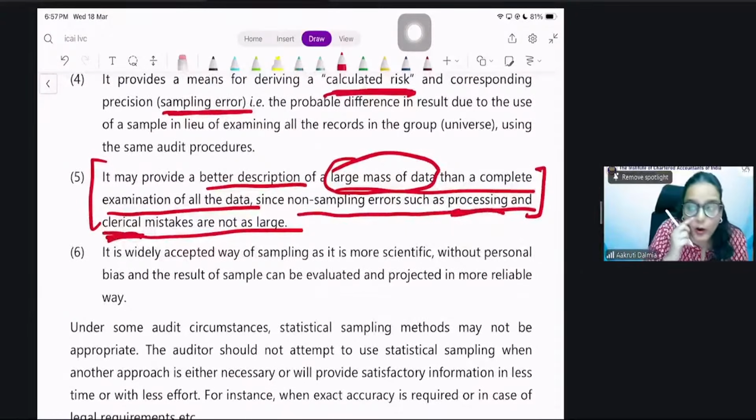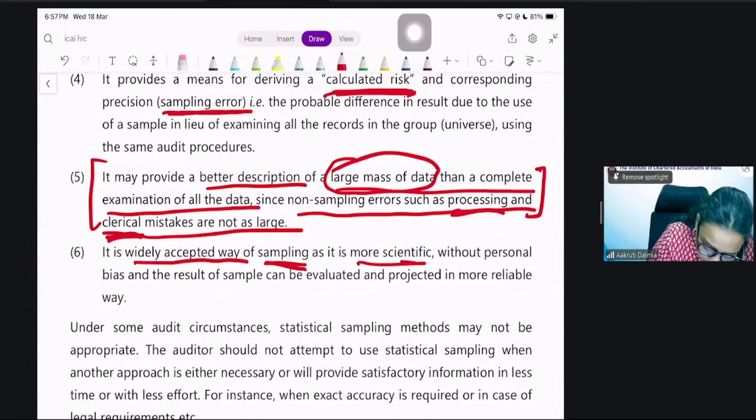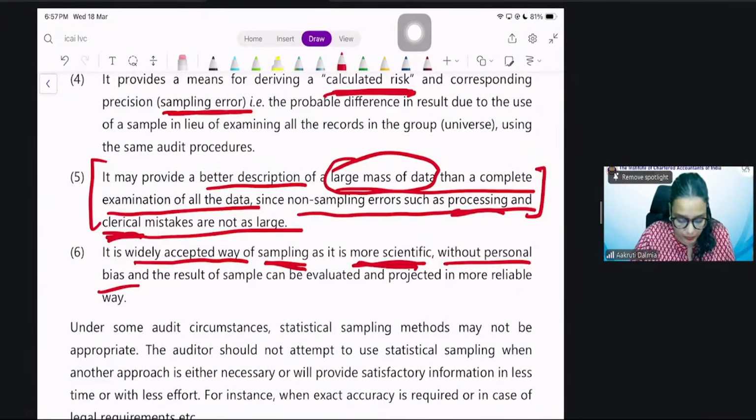Then last, what is the advantage? It is a widely accepted way of sampling as it is more scientific and there is no personal bias. Finished?